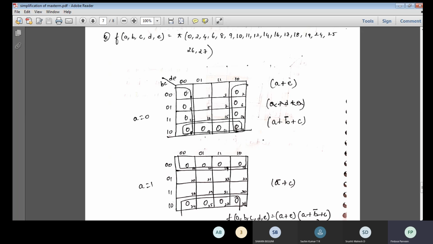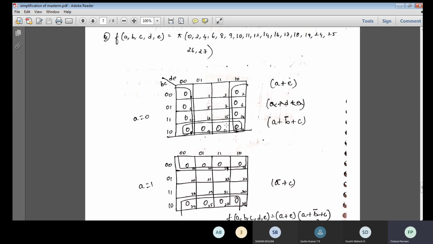So 0, 2, 4, 6, 12, 14, 8, 10 becomes one group. So a is equal to 0 means without bar it is a, and here what you will be getting is e. So it is a plus e. Okay. So here again what you will be getting is a plus b bar plus c.